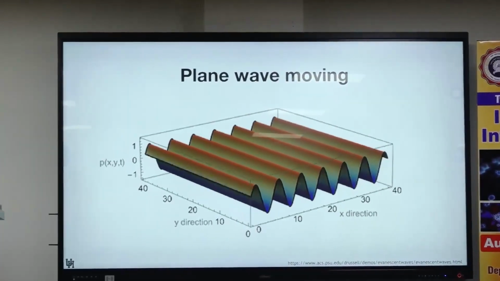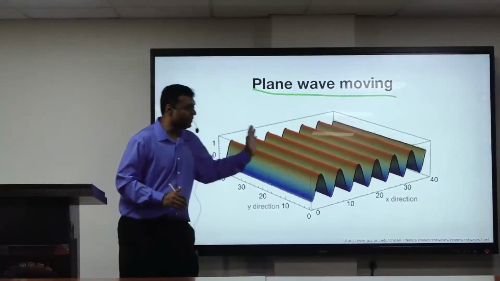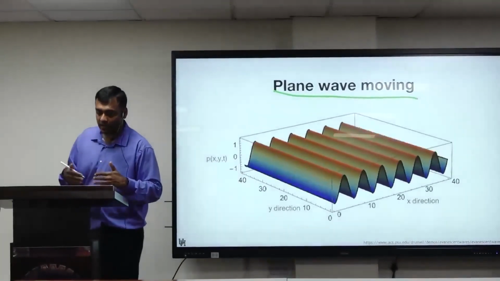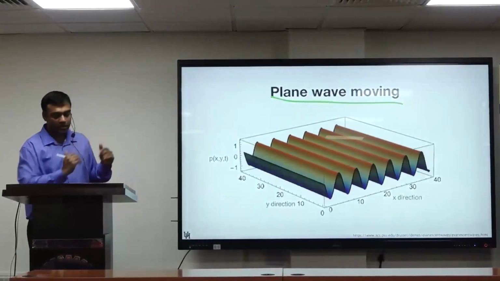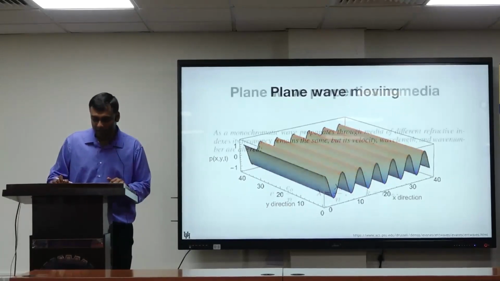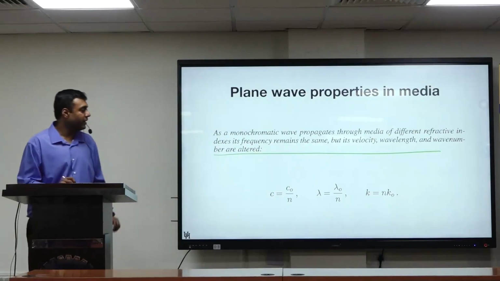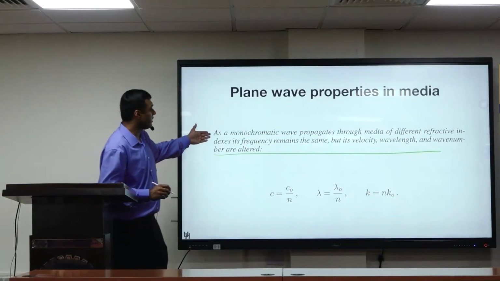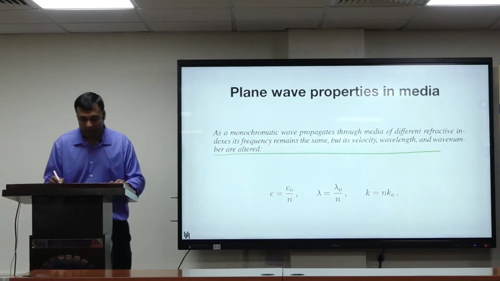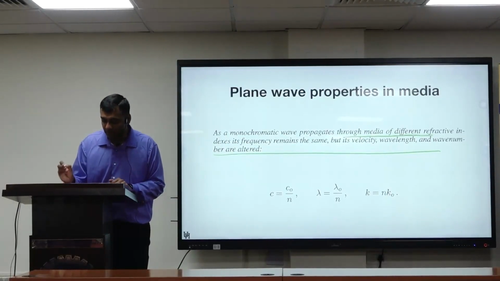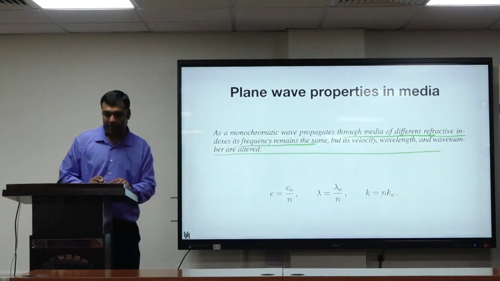So this is basically how a plane wave moves. And the equations that we write typically describe how the wave is propagating in space. For a plane wave in any medium, if you think of it as a monochromatic wave, meaning a wave of one color or one frequency, it propagates through media of different refractive indices, and its frequency remains the same.